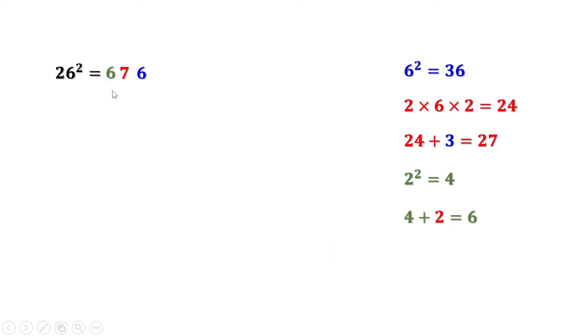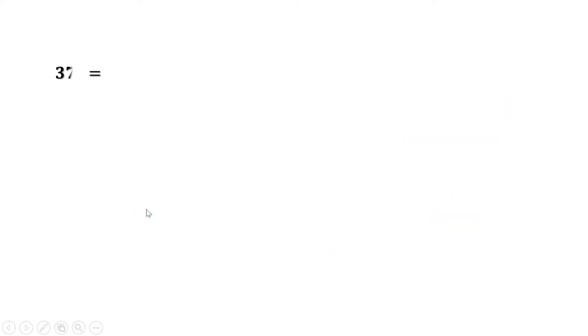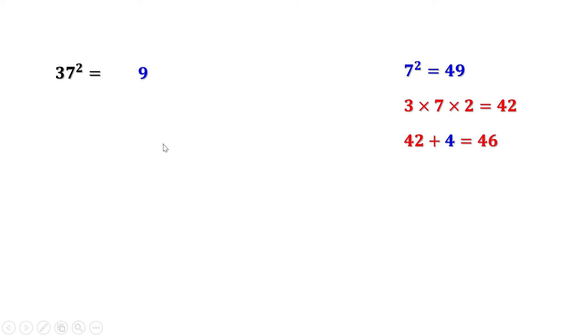So 26 square is 676. Now let us find 37 square. 7 square is 49. We can write 9 and 4 remainder. 3 into 7 is 21. 21 into 2 is 42. 42 plus the remainder 4 is 46. So 6 is the next digit.